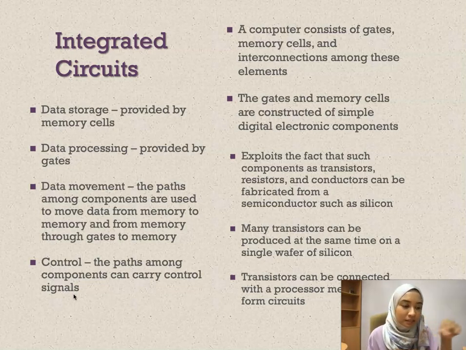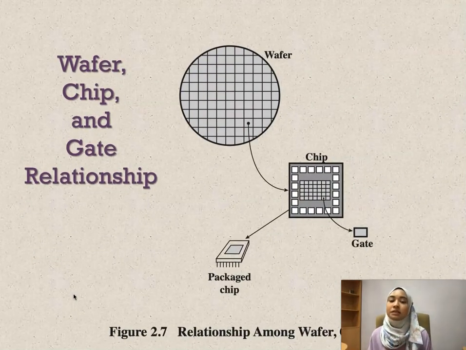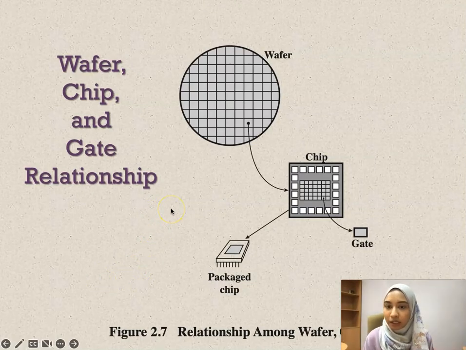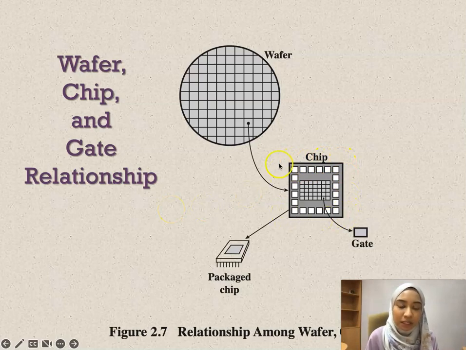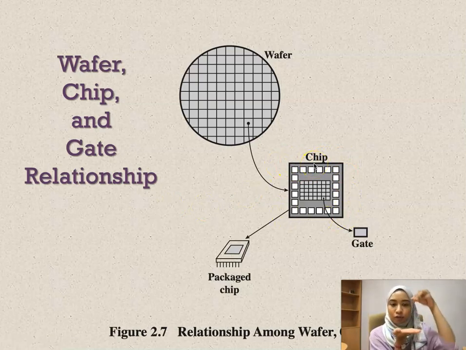We see that there is a metallic path between the components because they want to form the circuit, right? So this is your packaged chip. Inside your chip, it is made out of a wafer, and on top of the wafer we have the gates, and then you package it nicely.